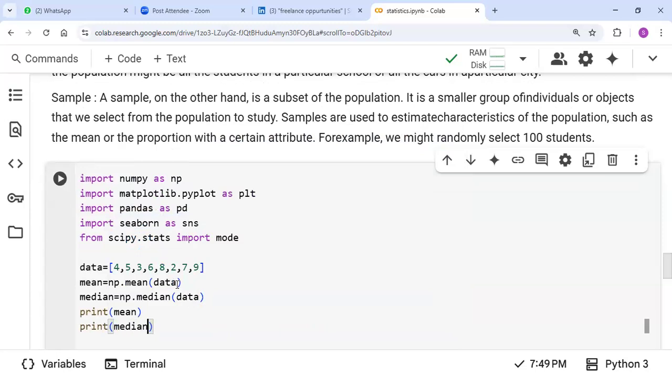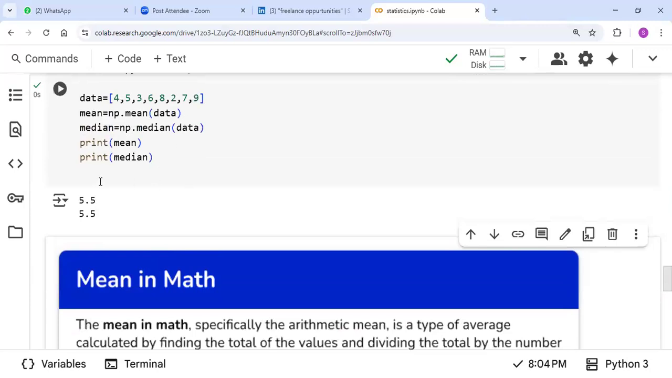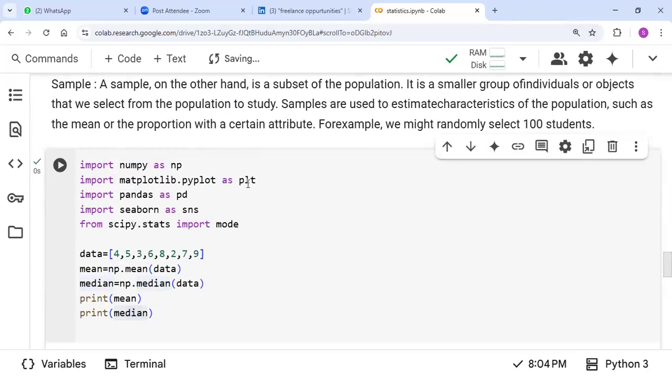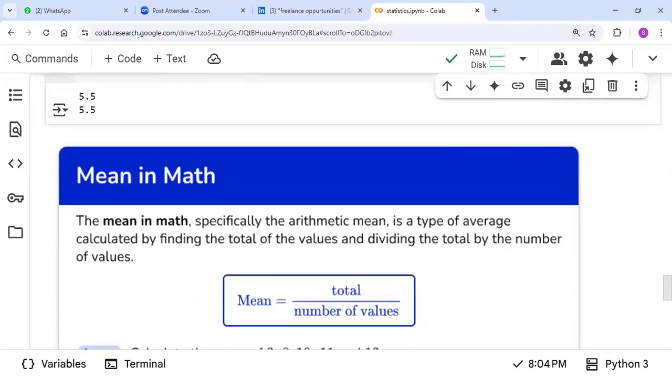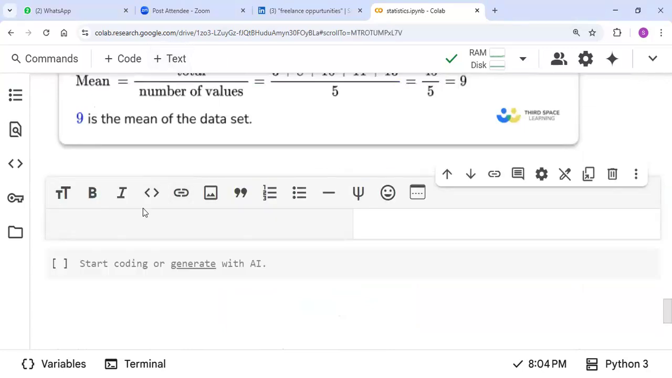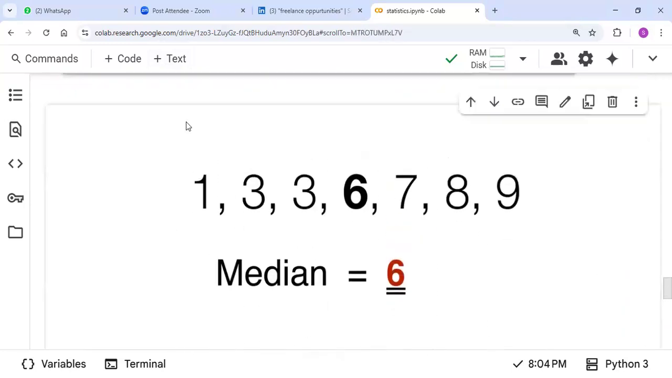Median tells you the 50th percentile of your data, which means half of the data. It also gives you a representation of the average, but it gives you the 50th percentile of your data. So how to identify the median? If the total number of values is odd, you can choose the middle value of it. If the total number of values is even, then for the median, you need to choose the average of the middle two numbers. So this is for median.